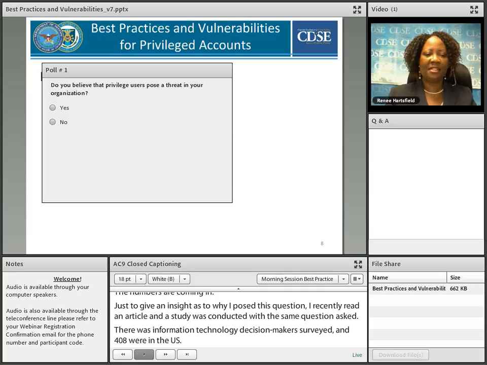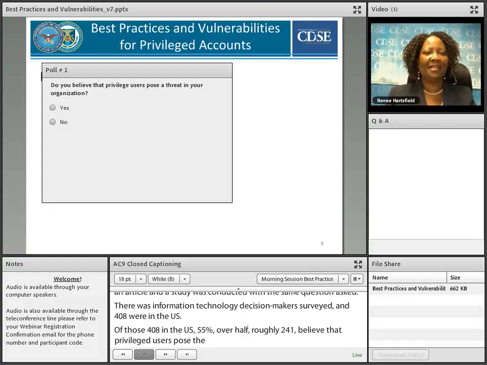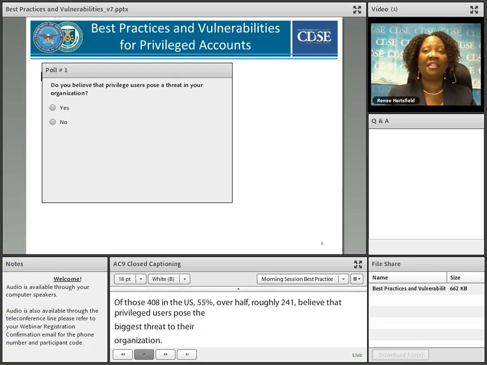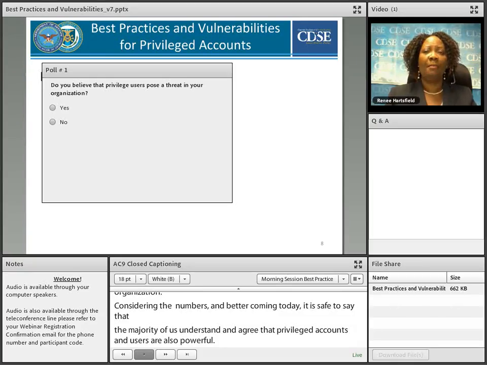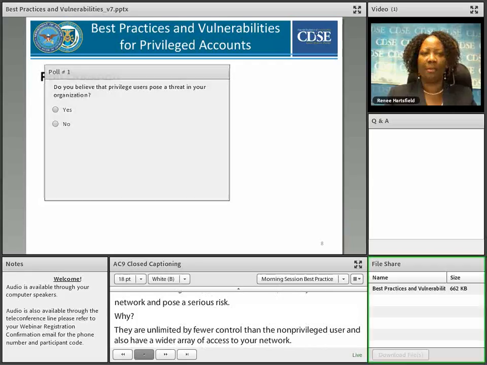So I'm looking at the numbers now, and considering the numbers from that study and the numbers coming in from you all today, I think it's pretty safe to say that the majority of us understands and agrees that privileged accounts and users are also powerful. Let's face it, privileged accounts and users hold the keys to your entire network, and they pose a serious risk. Why? Because they are limited by fewer controls than the non-privileged user. They also have a wider array of access to your network, and because of this, they are able to cause more damage as they often go undetected for longer periods of time.